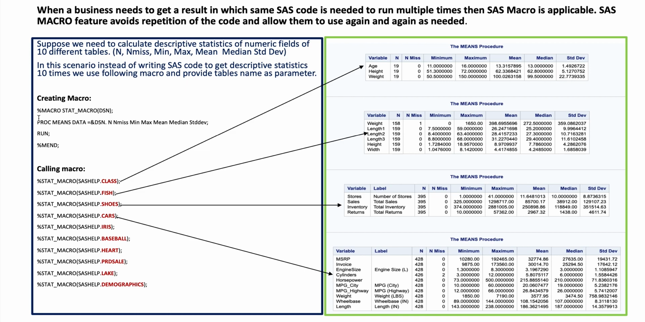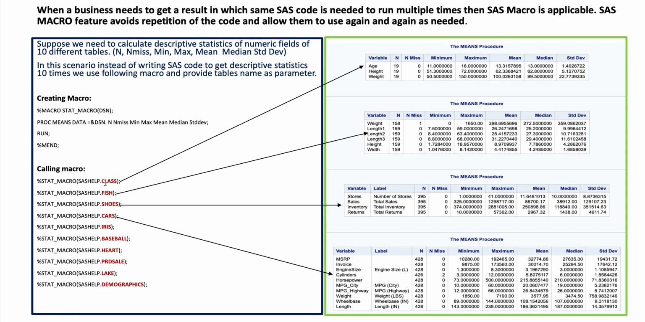After then, we have to run this code. After successful run, we are ready to use macro code. Second step is calling macro. To call the macro, we start with % and the macro name, stat underscore macro, and inside the parentheses, we have to provide the value of macro variable. Macro variable name is DSN, and its value is sashelp.class. This is the first table.